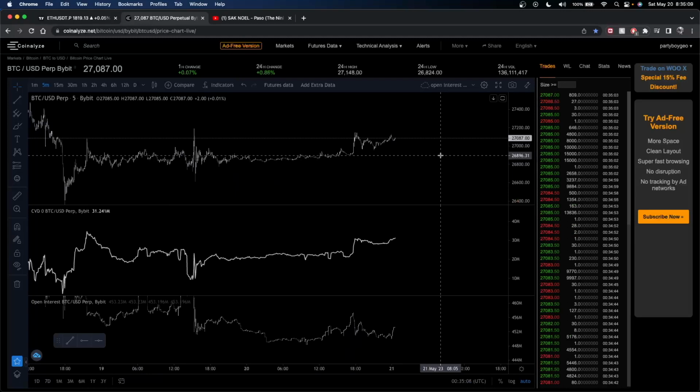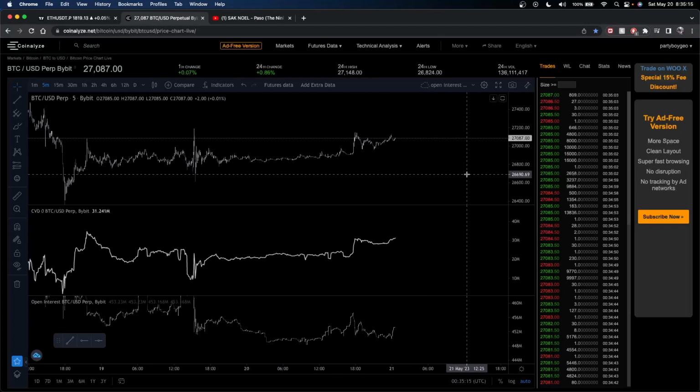All right, guys, today we're talking Cumulative Volume Delta, or CVD. It is a free tool that can be grabbed off of coinalyze.net, and it can give you an idea of where price may go next.